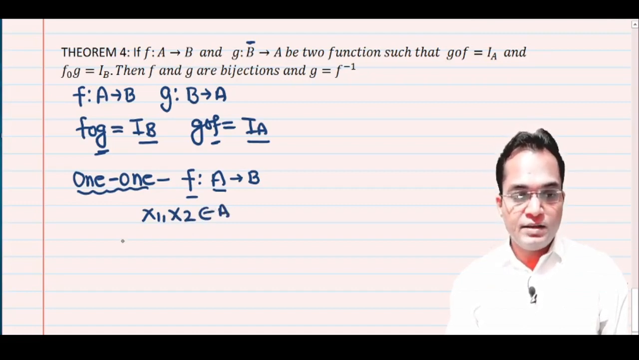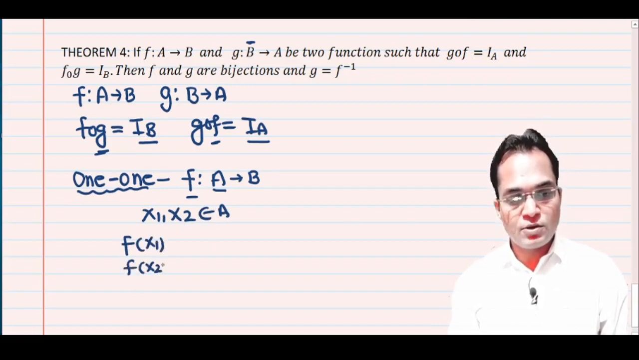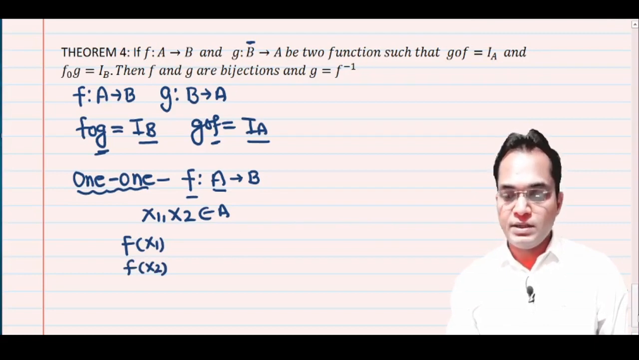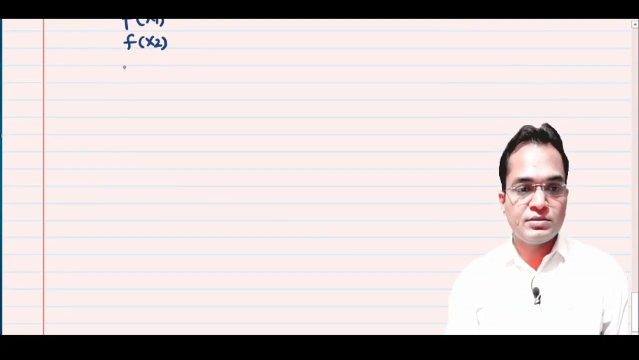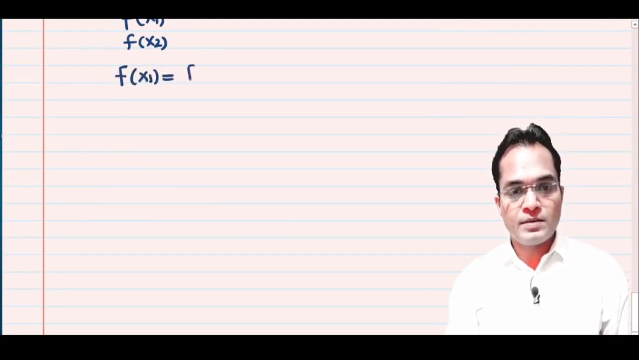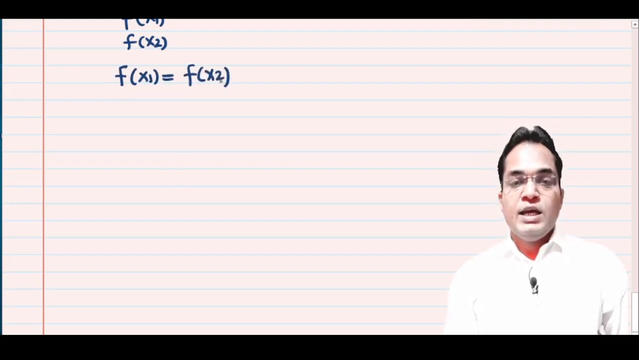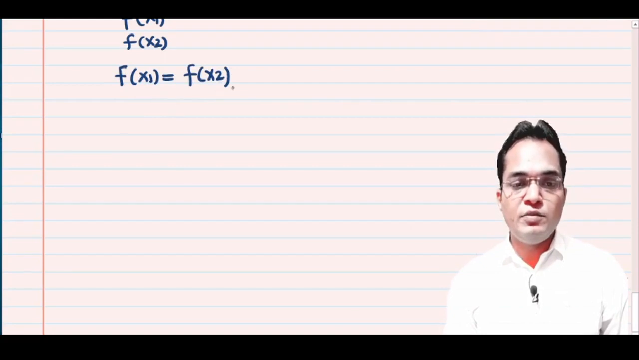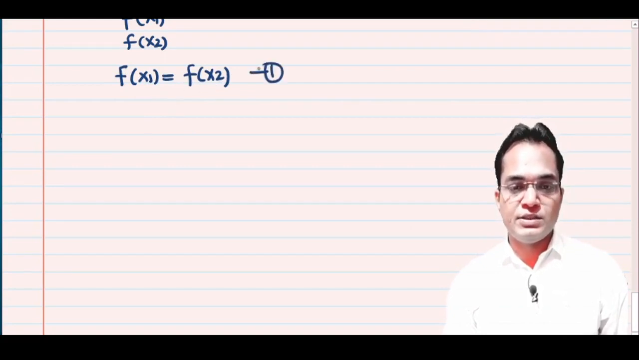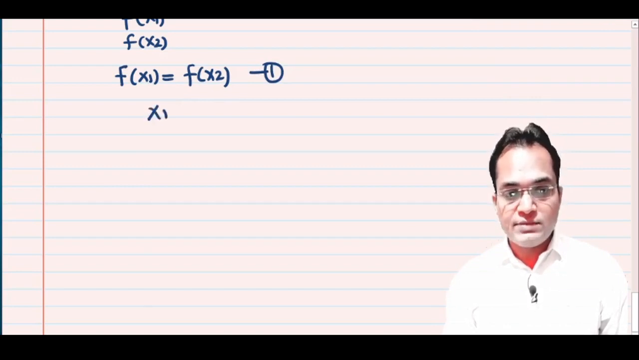And then we have to find f(x1) and f(x2) separately. Then what is the next fundamental? We have to put f(x1) and f(x2) as an equation: f(x1) equals f(x2). If this function is 1-1, then what will happen? After solving this equation, we have to find that x1 equals x2.